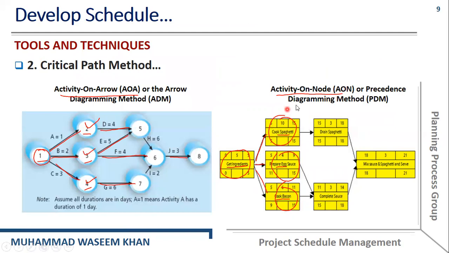Now, you can see here the activity on node and precedence diagramming method, as we have discussed in the previous slide. All the activities are represented by nodes, and arrows just represent the relationship or the flow of the diagram. So this is the basic difference between the activity on arrow and activity on node diagrams or network diagrams.